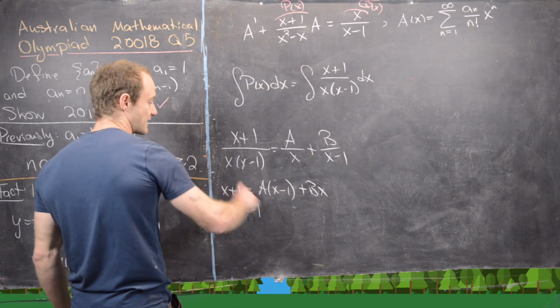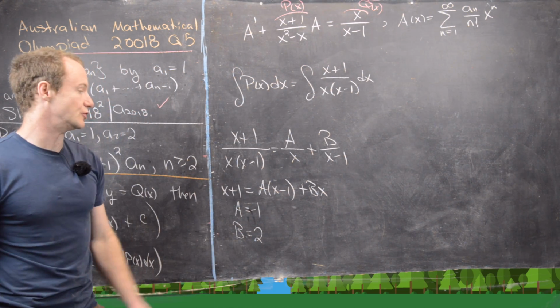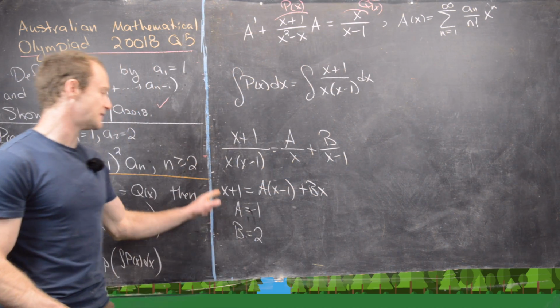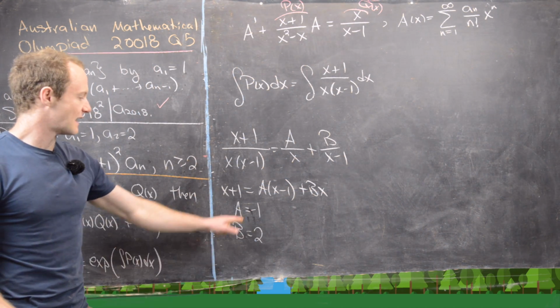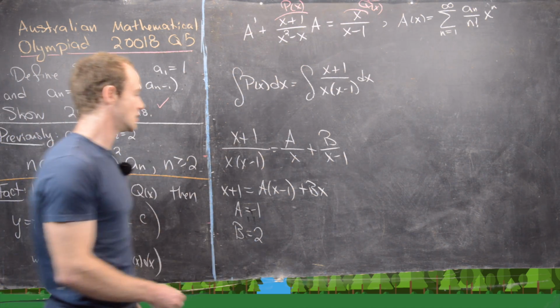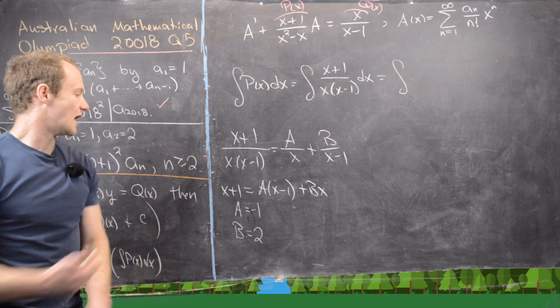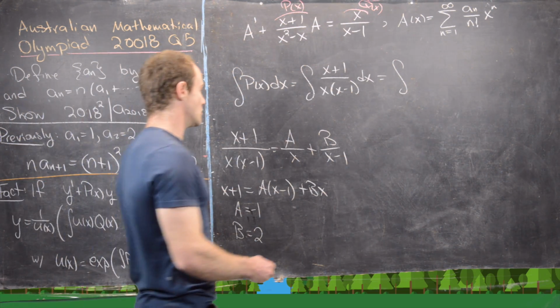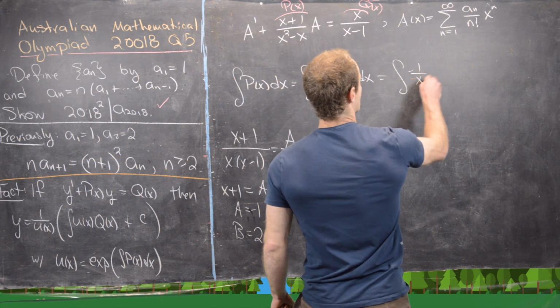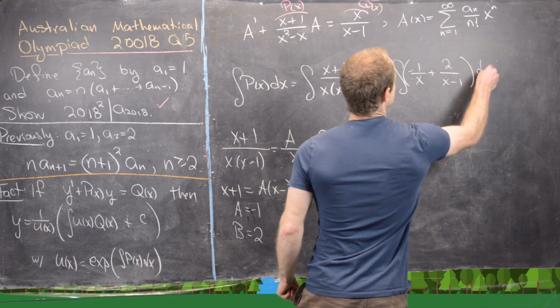And then if you look at the coefficients of x, you'll see that b has to be equal to 2. And that's because a plus b needs to be 1. That means negative 1 plus b needs to be 1. That means b has to be 2. Great. So that means this guy right here is going to decompose into minus 1 over x plus 2 over x minus 1 dx.